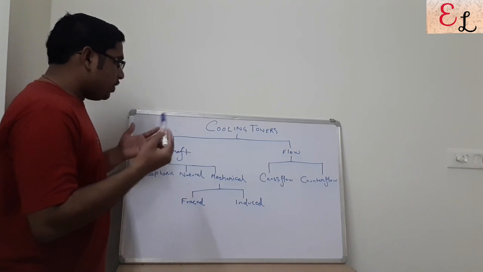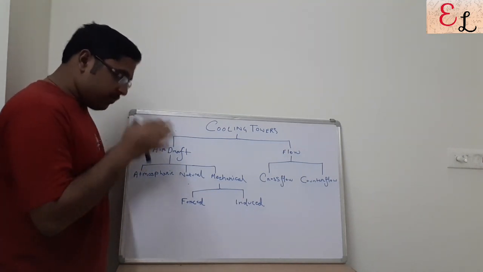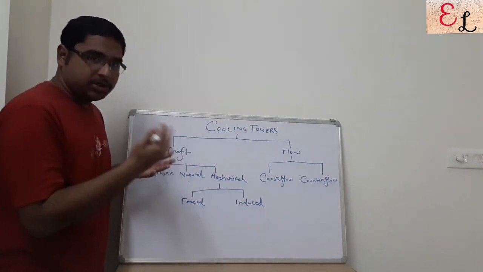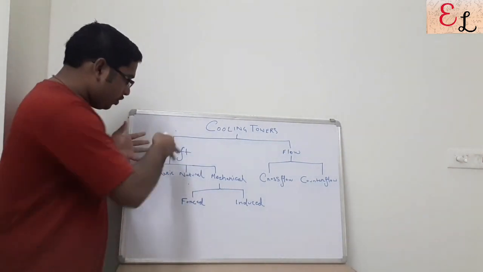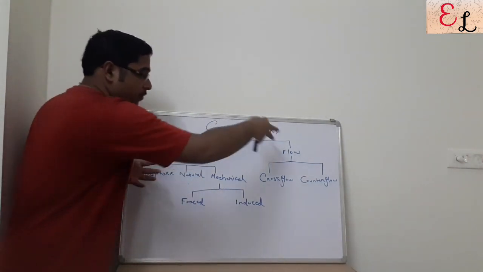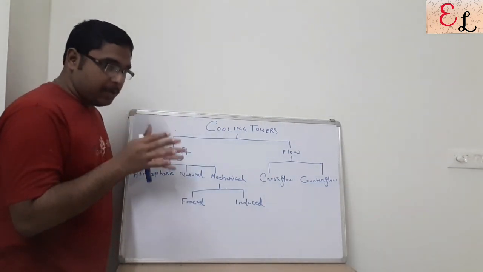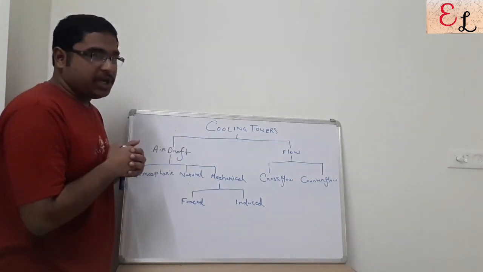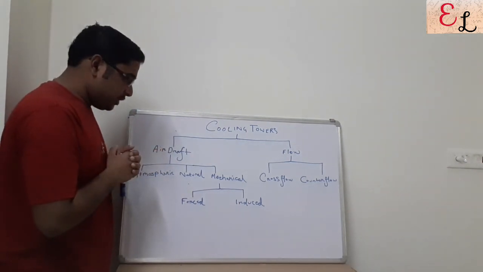Cooling towers can basically be divided into several categories, mainly based on two types of classification we are going to discuss. That is, based on the type of air draft being used, and based on the type of flow. Apart from this, there is a shape classification and a material classification, but these are the two main ways we generally classify cooling towers.